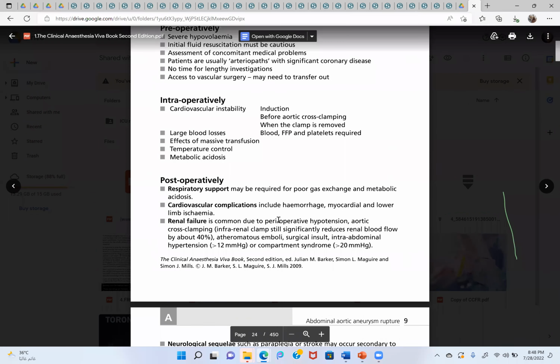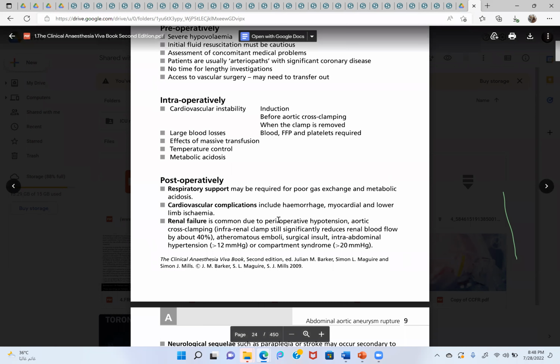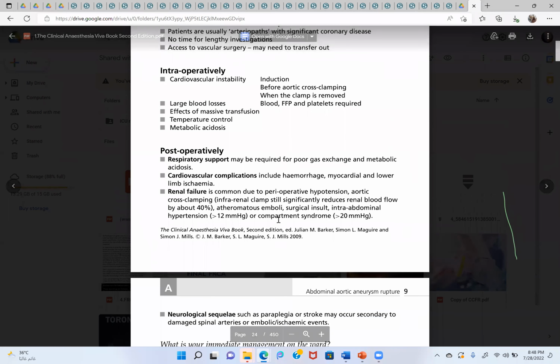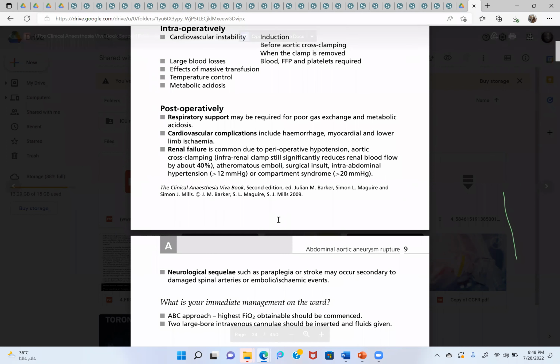Anyways, so intraoperatively, what will be the challenges? At induction the patient can collapse; cross clamping, unclamping, and large blood losses. Blood, FFPs and platelets are required, cryoprecipitate, effects of massive transfusion, temperature control, metabolic acidosis. Okay. So post-operative problems we have not covered actually, because post-operatively, again, there may be residual problems, there may be re-hemorrhage, there may be the effects of the management which you have done, okay?